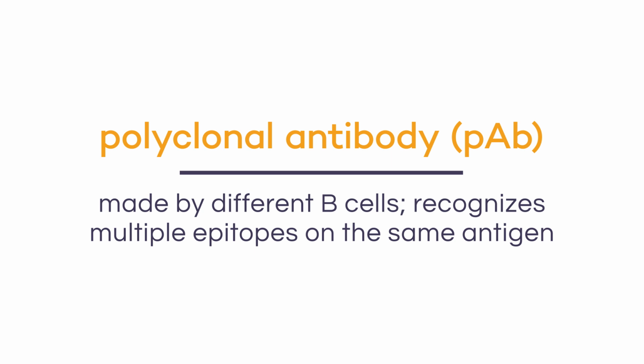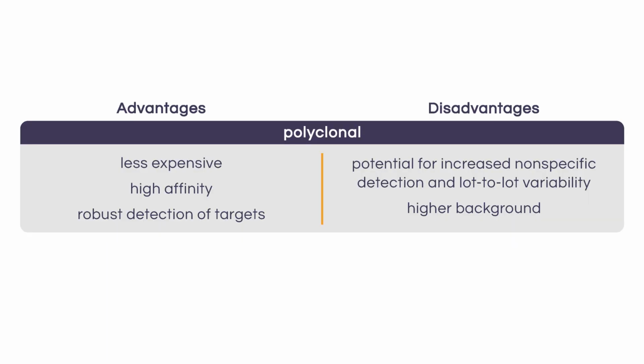The second category is polyclonal antibodies. These are a collection of antibody molecules produced from different B cells, which are purified from the blood serum of animals immunized with the antigen. As a result of this production method, they recognize and bind to multiple epitopes on the same target protein. In general, they are less expensive and less time-consuming to produce than monoclonal antibodies, but they have the potential for increased non-specific detection and lot-to-lot variability.